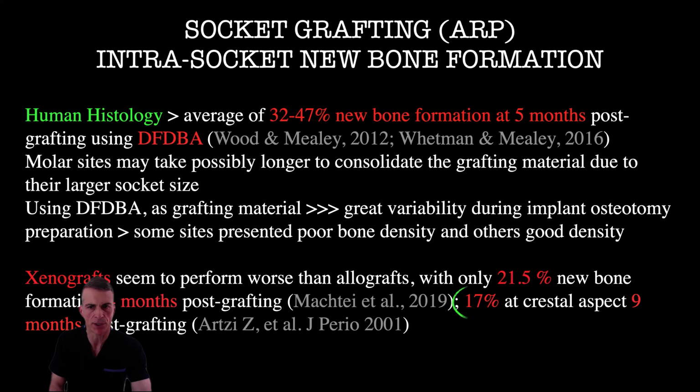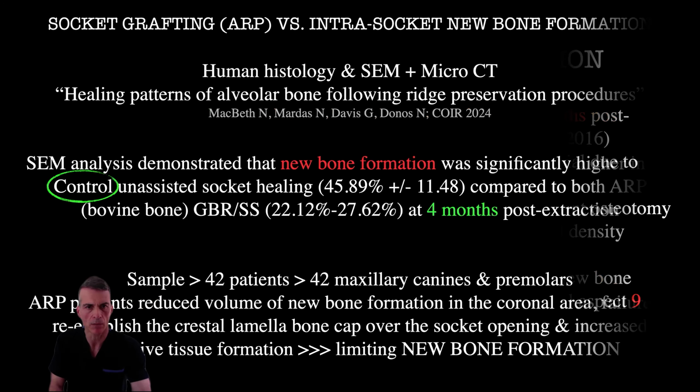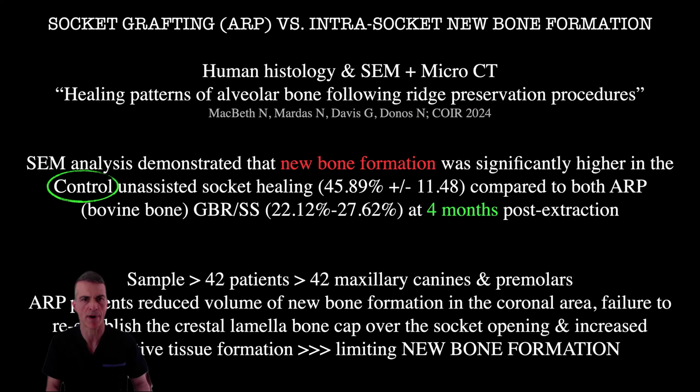My reading from the literature definitely is that xenografts seem to lead to significantly less new bone formation than allografts. And specifically at the crest, we're going to see way less because of, like we discussed, that apico-coronal potential of new bone repair after tooth extraction.